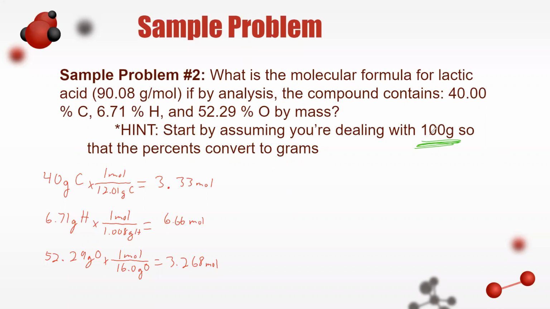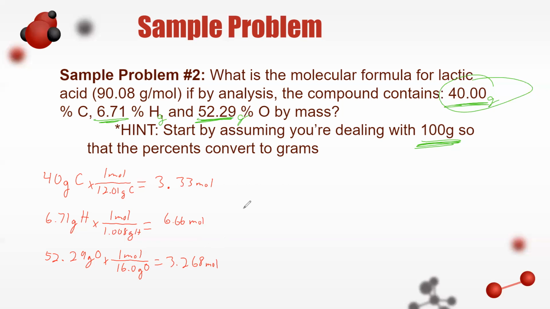That's going to mean if I have 100 grams of this compound, that my 40% carbon turns into 40 grams, and my 6.71% hydrogen turns into grams, and my 52.29% of oxygen turns into grams. So by assuming you start with 100 grams, you just make your life simple. So if I'm starting with, again, my 40 grams of carbon and I convert that to moles, I get 3.33 moles. If I start with my 6.71 grams of hydrogen and I convert to moles, I get 6.66. And last but not least, by 52.29 grams of oxygen and I convert to moles, I get 3.268.